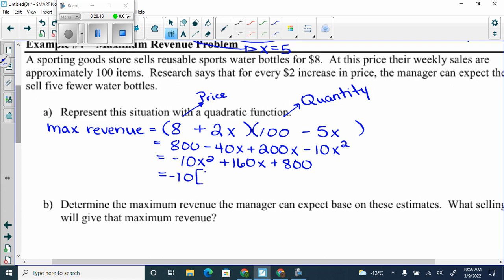Square bracket, round bracket. I get x squared minus 16x plus blank. How do I get the blank? I go negative 16 divided by 2 squared, which is negative 8 squared, which is equal to 64.